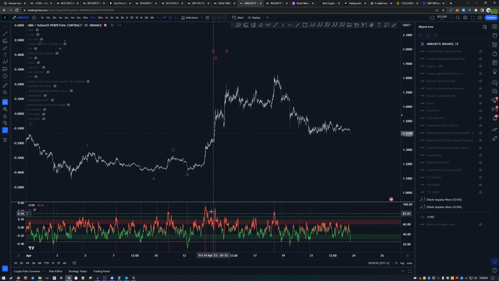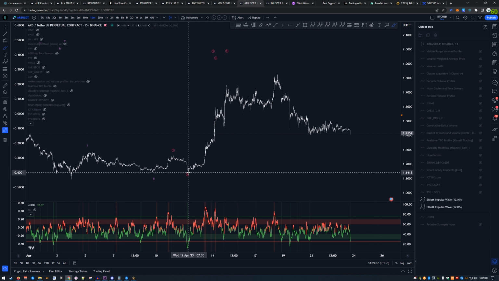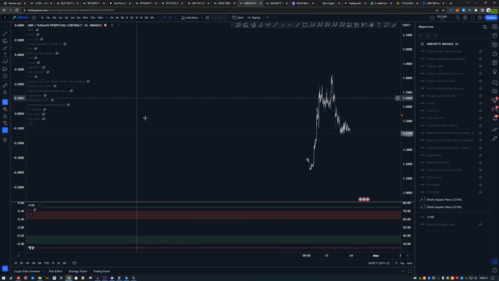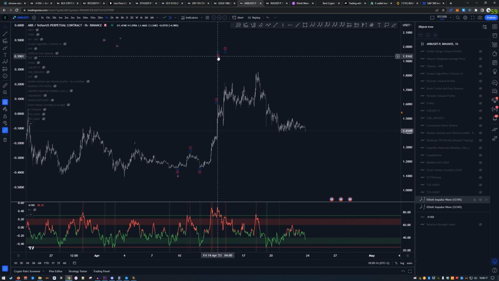Let's see if we have anything here on 15 minutes, and we do. That divergence is visible here. So this would be a 1, 2, 3, 4, and 5, and divergence would be confirming our buys on this. So let's label that in. So that would be wave 3.